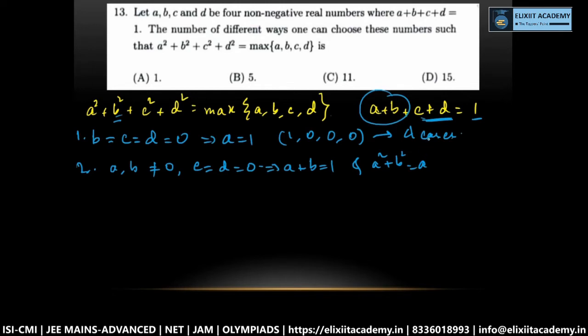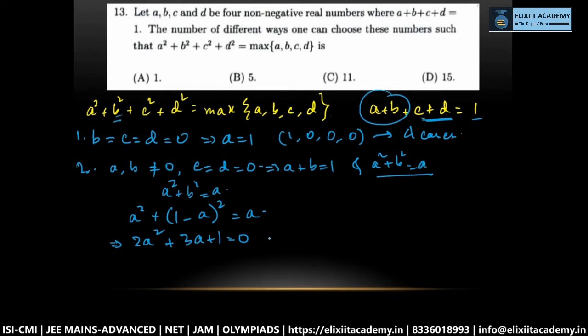Okay, from this part, maximum of A and B. So basically, A square plus B square is equal to A. We can write B square as (1 minus A) whole square, which is equal to A. If we simplify this, we'll get 2A square plus 3A plus 1 is equal to 0.